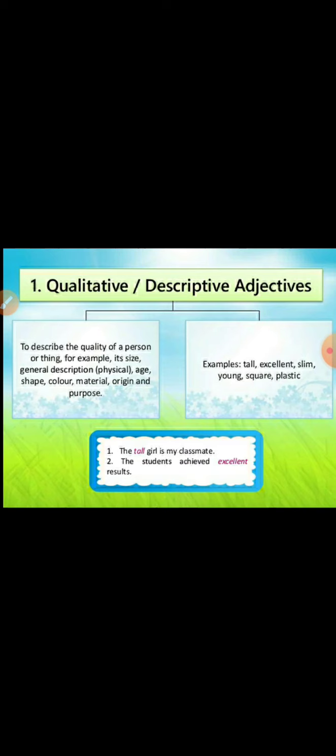For example, the tall girl is my classmate. So this girl, it is the noun in our sentence. इस girl के related जो और ज़्यादा information हमें दे रहा है, that is the word called tall. The tall girl is my classmate. So tall is our adjective here. Or these students achieved excellent results. Or you can say she is very slim. Or this box is made up of plastic.